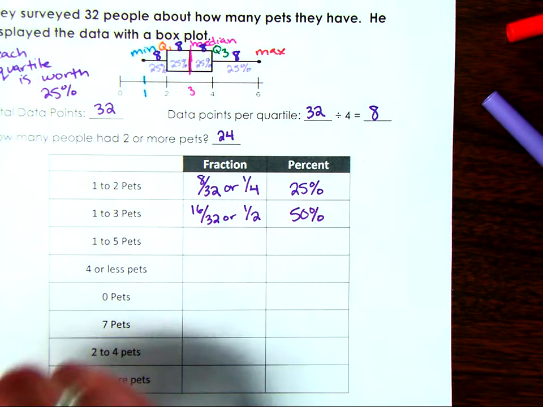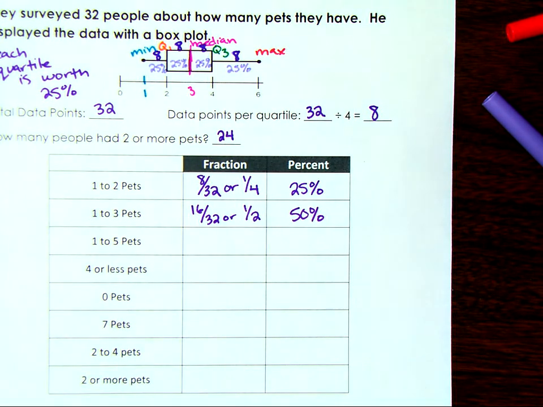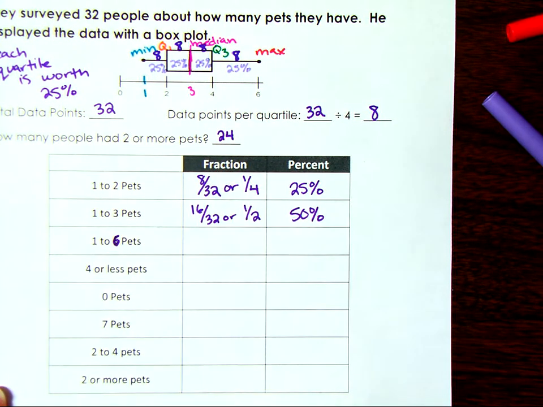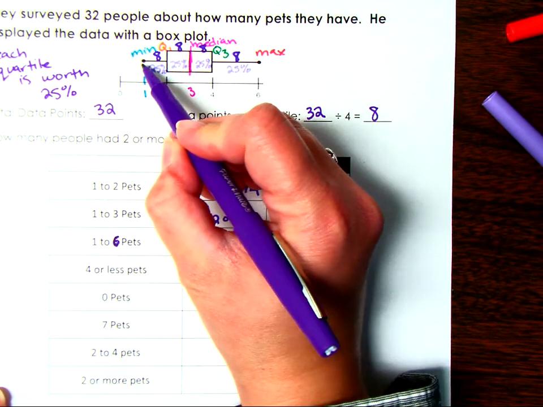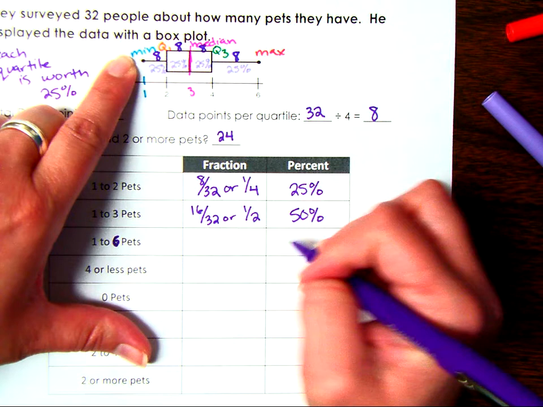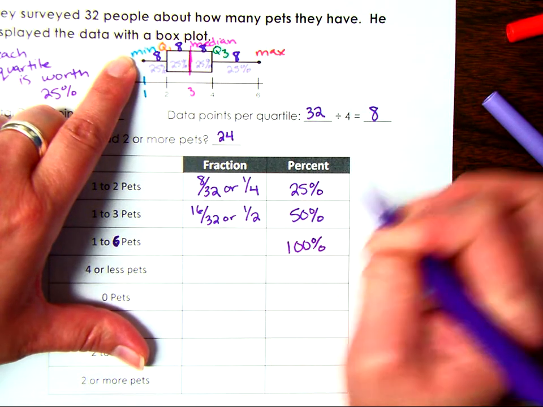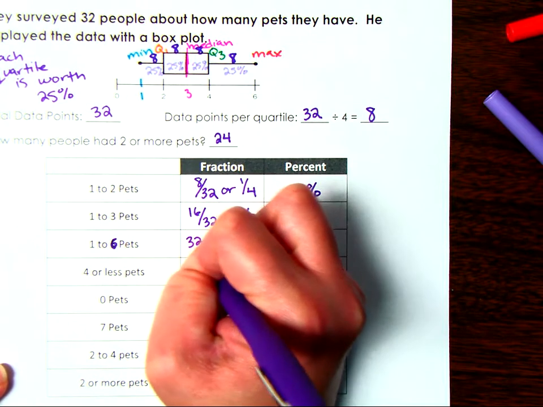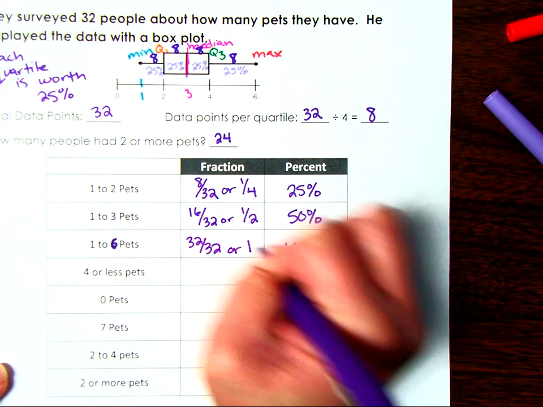All right, what about from 1 to 5 pets? Okay, actually, let's make this 1 to 6. That was a typo. Change that to 1 to 6. So from 1 to 6 pets, well, 1 was my minimum, 6 was my maximum. That covers everybody. That's 100%. And if there's 8 people in each section, that's actually 32 out of all 32 people, or 1 whole.